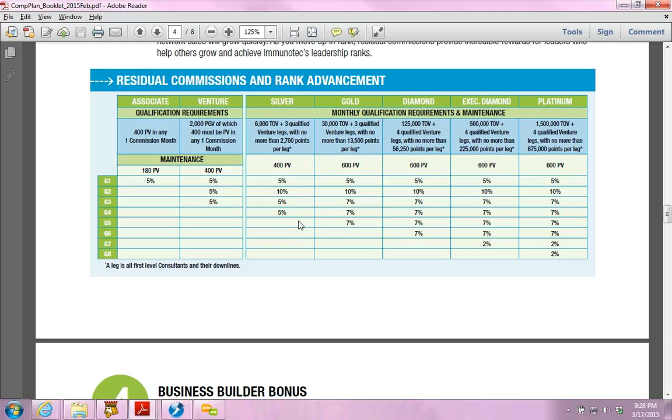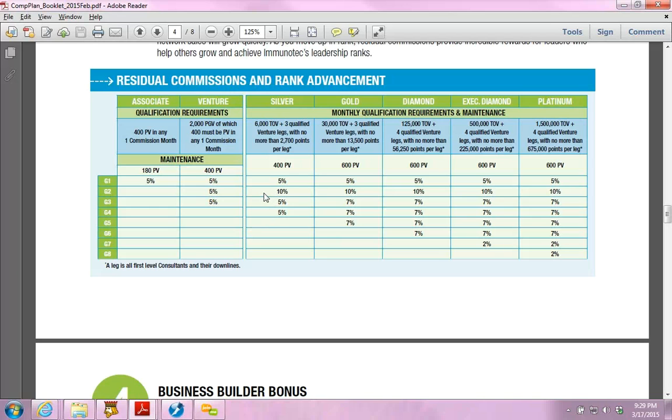And then you'll see as you look across to gold, it's the same 5% on your generation 1 all the way across and the same 10% on your G2. But when you bump up to gold, now they start paying you 7% on G3, G4, and on, because they really do want you to be helping people grow their businesses. And that's why they pay you that way. So when you get to gold, you're eligible to be paid on 4 generations.